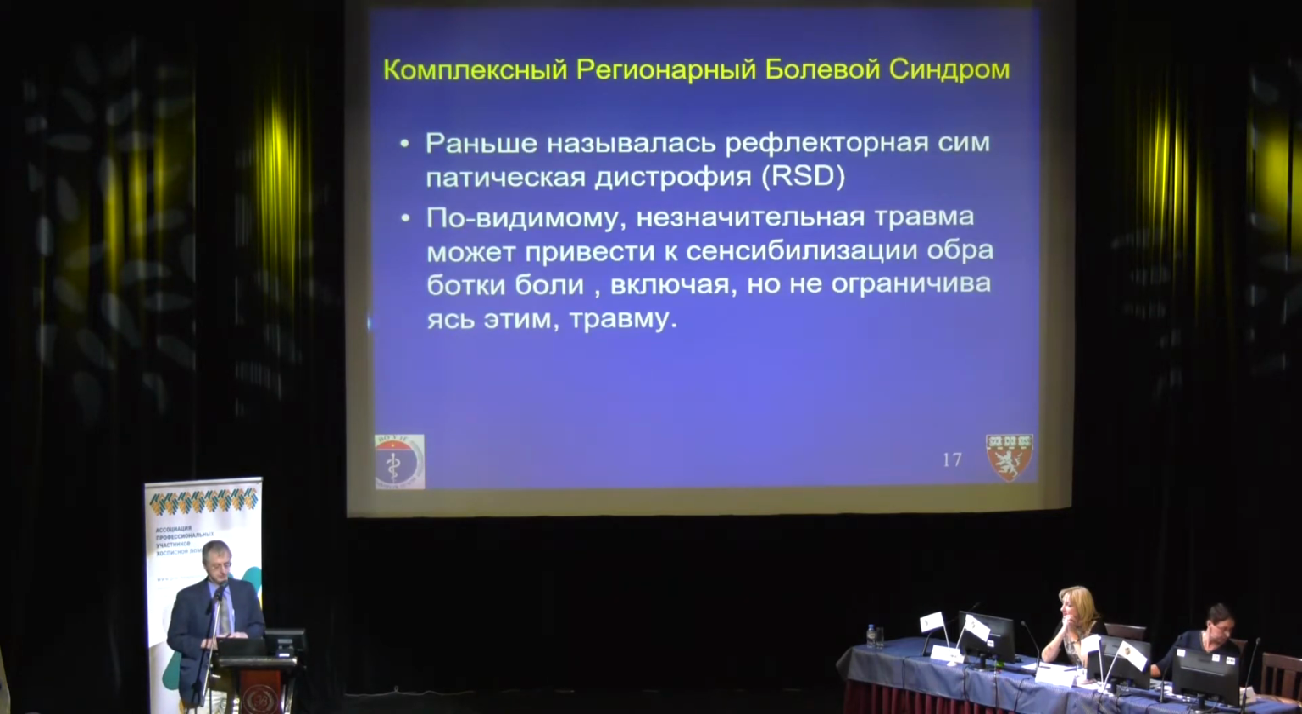Was complex regional pain syndrome mentioned in the last hour? Okay. So again, difficult to treat. This was formerly called reflex sympathetic dystrophy, and even a minor injury can result in this, causing a marked sensitization of pain in one region. It often involves one limb, and there's often a sympathetic component. So there might be a swollen red limb that's extremely sensitive. And again, this is very difficult to treat.